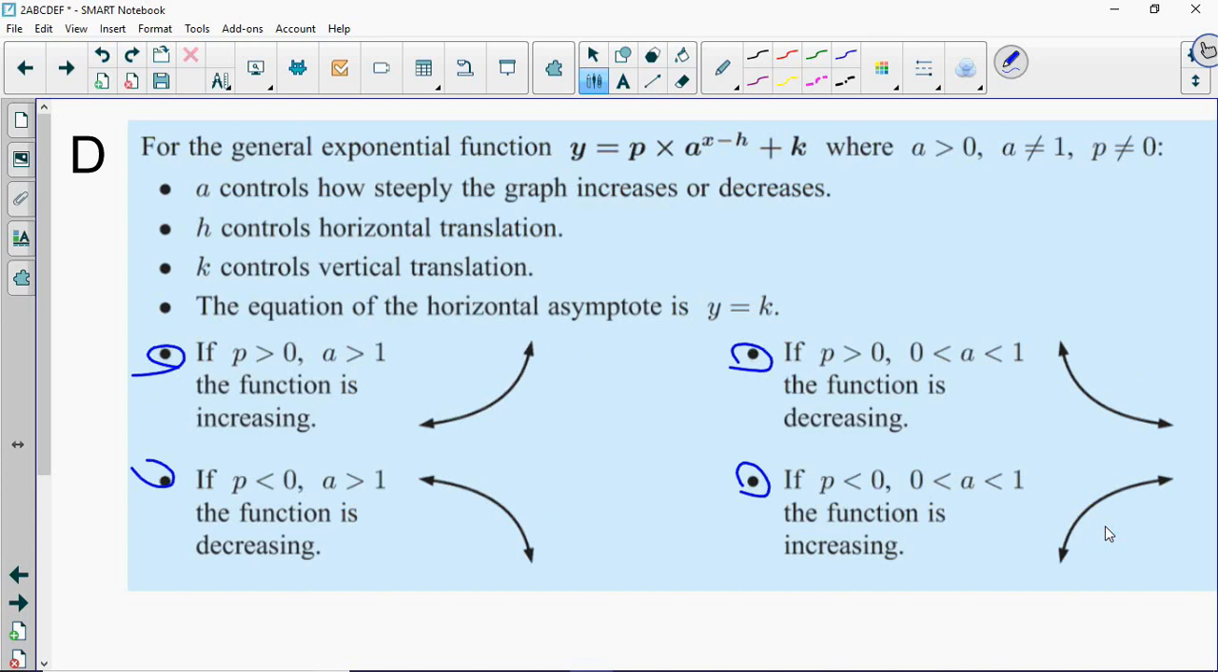And just like we've seen with function transformations previously, this h value here is next to the x, so that's going to control our graph moving left and right, and this k value is going to control our graph going up or down.